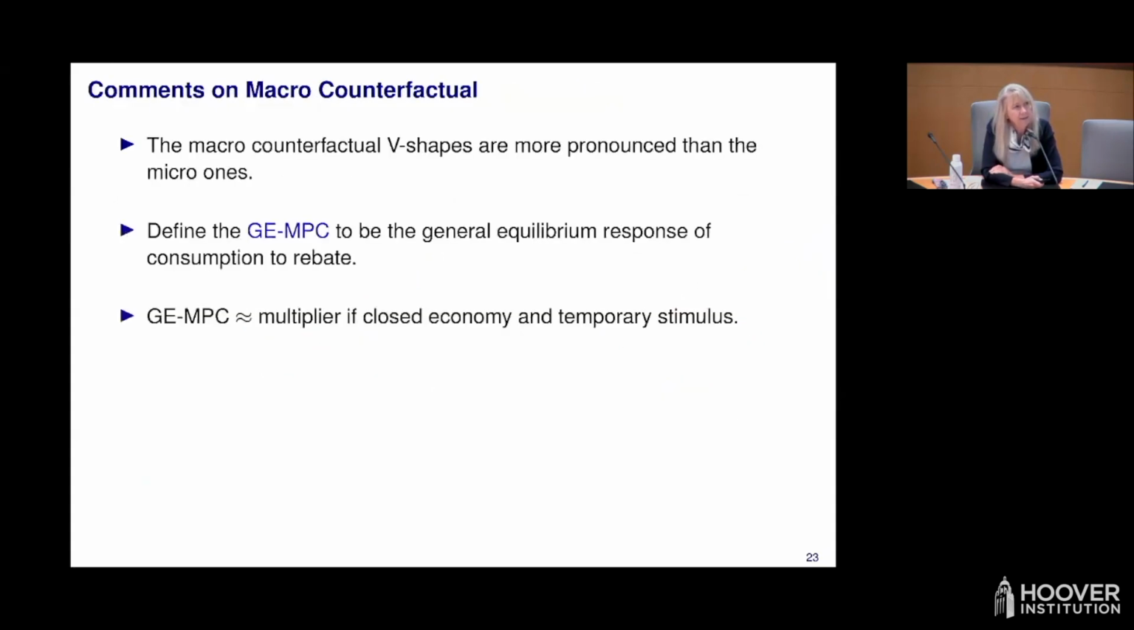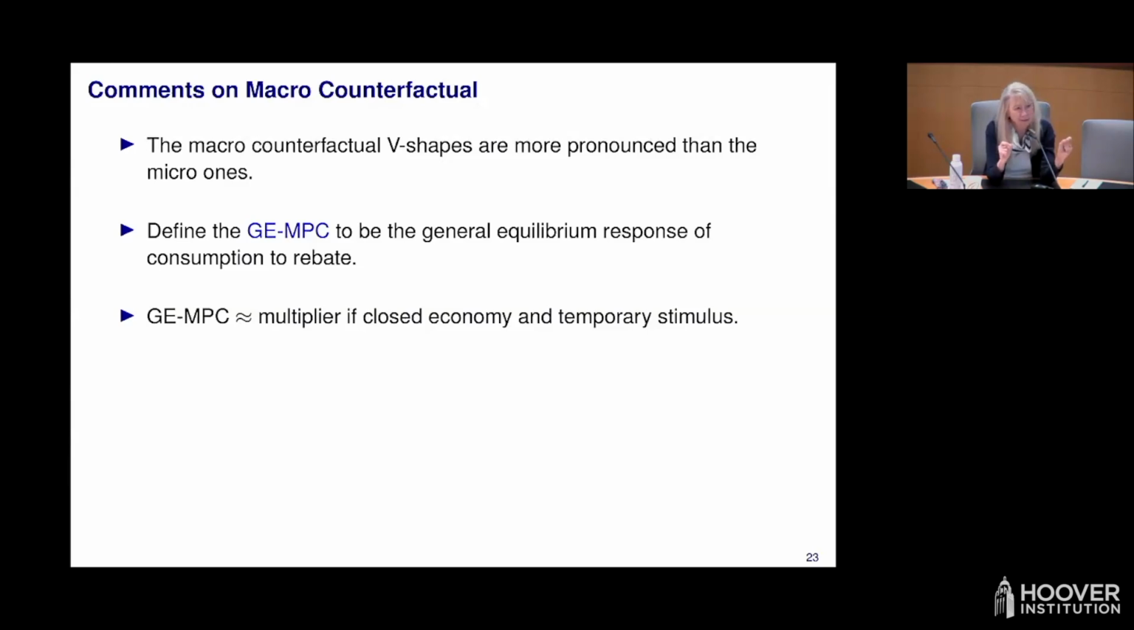Now, some comments on this. As I said, the V shapes are more pronounced. In our 2008 paper, we defined a micro MPC, which is the kind of thing people estimate from households. And then we talk about what we call a GE MPC, which is the general equilibrium response of consumption to a rebate. So that's going to be equal to the micro plus any amplification or dampening.